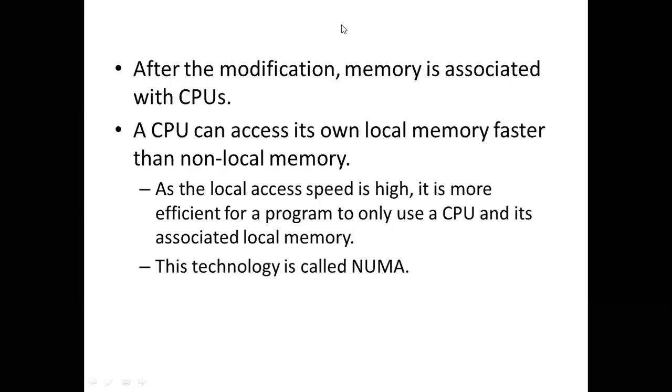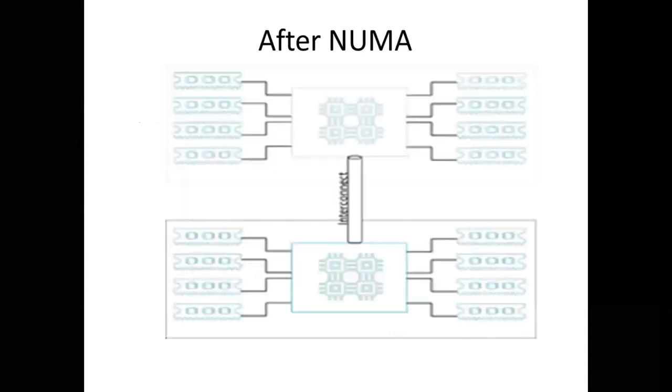So the idea is, it's unfortunate that I deleted that diagram. Okay, I'll show it on the next slide. So this whole technology of having a CPU being given its own local memory, that's what we are referring to as the NUMA technology, or non-uniform memory access technology. So this is what happens now after NUMA is introduced.